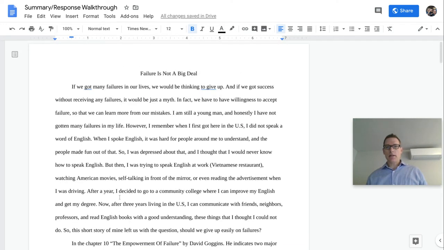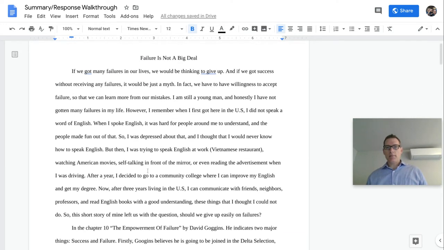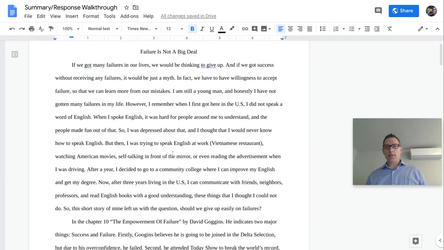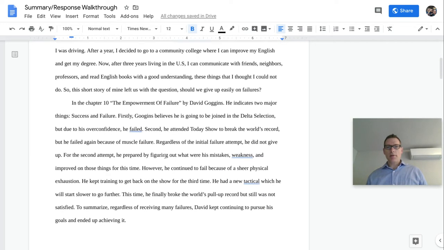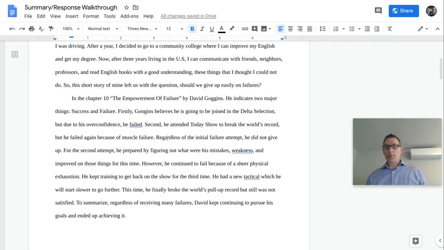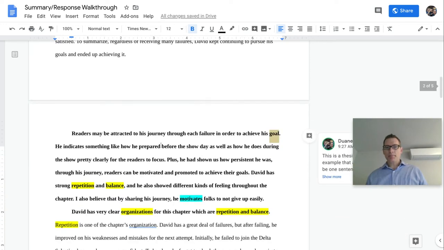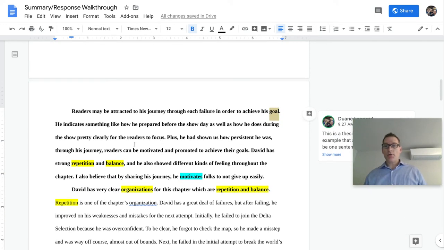So this is the beginning. So notice that the beginning is a hook. There's no thesis here. Then the author has a nice short summary. It's half a page. This is appropriate. But there's no thesis here. The author waits until the 3rd paragraph to write this thesis statement.